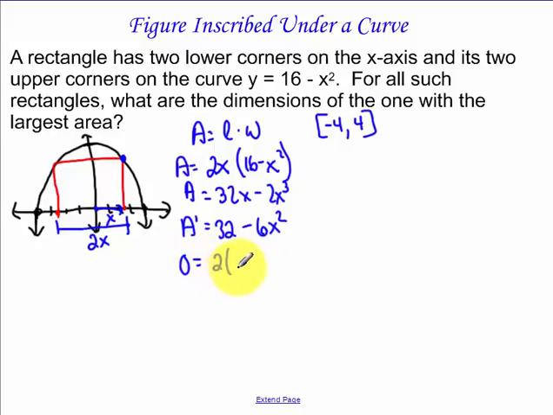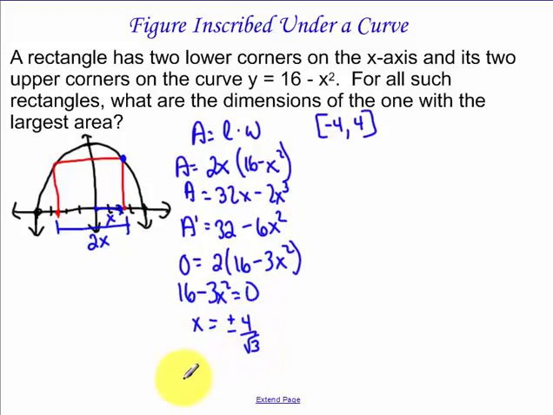Set that derivative equal to 0. Set your factor equal to 0. Solving for that, we get plus or minus 4 over root 3. Now I get the same thing because our rectangle is going to be symmetric. So I'm just going to worry about the positive version.